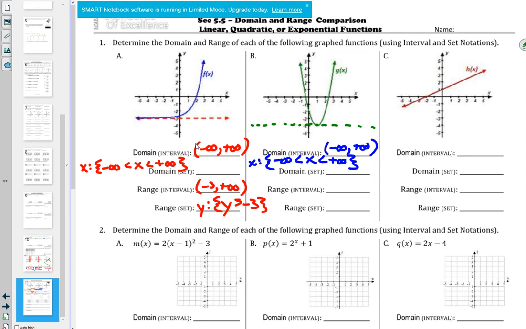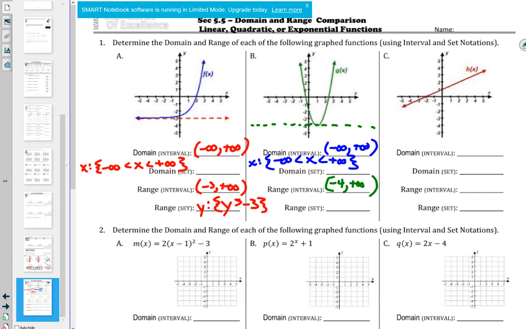Well, does it touch -4? Yes, it does. So that takes a bracket. But then positive infinity takes a parenthesis. Yes, it has to be perfectly written like that. That is interval notation. Anything else is wrong. You need to know that by now.